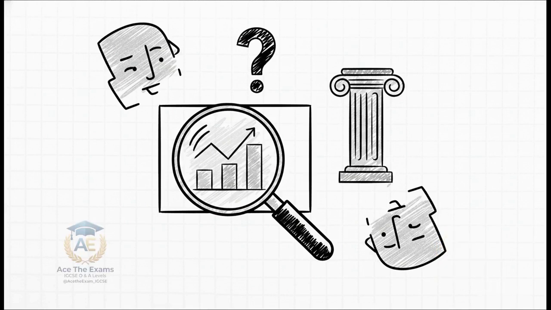Top-scoring candidates don't just state an opinion, they use systematic analysis. They say, given the current acid test ratio of 0.6 to 1, purchasing the machinery for $50,000 in cash would severely threaten the firm's short-term survival. Do you see the difference? That is how you secure an A-star.